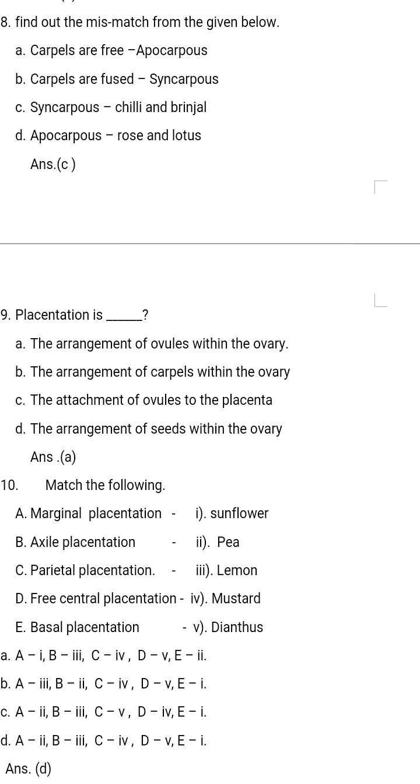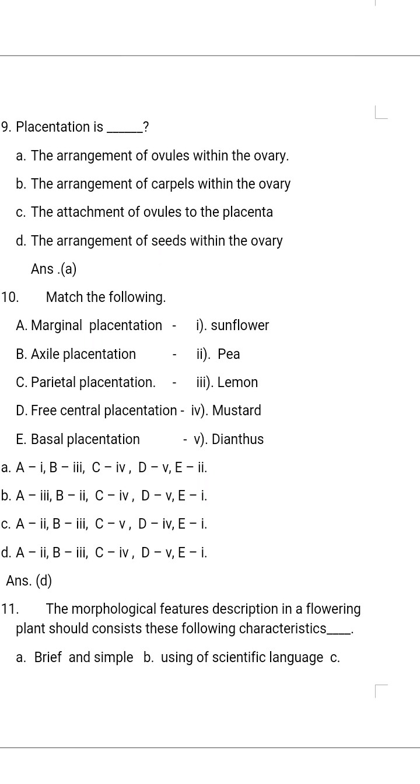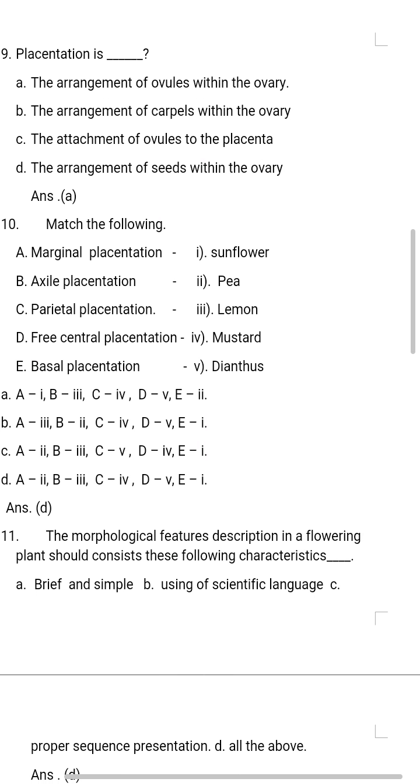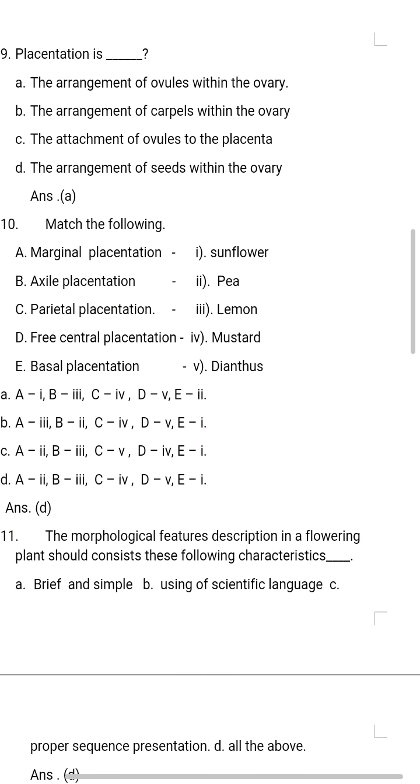Now moving to the 9th question. Placentation is, so this is one new variety of asking question. We need to see the definition of placentation from the given four options. Now let us see. A. The arrangement of ovules within the ovary. B. The arrangement of carpels within the ovary. C. The attachment of ovules to the placenta. Option D. The arrangement of seeds within the ovary.